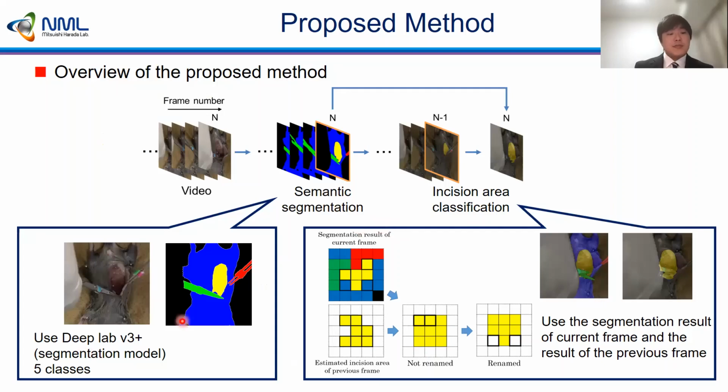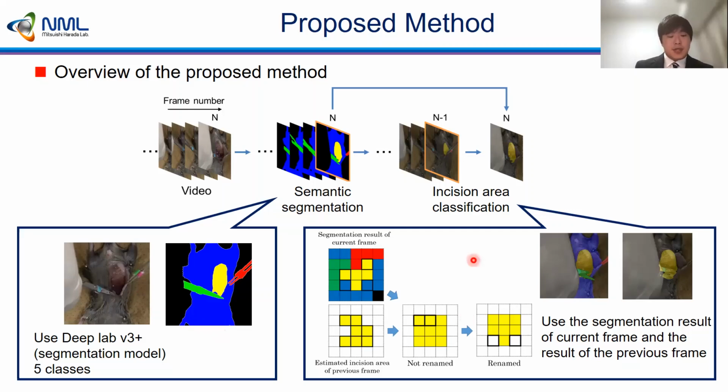First, semantic segmentation is performed. As shown in this figure, we annotate the images into 5 classes: incision area, yellow; forceps, red; scissors, green; skin, blue; and background, black. In this step, all pixels in an image are estimated to be one of the classes.